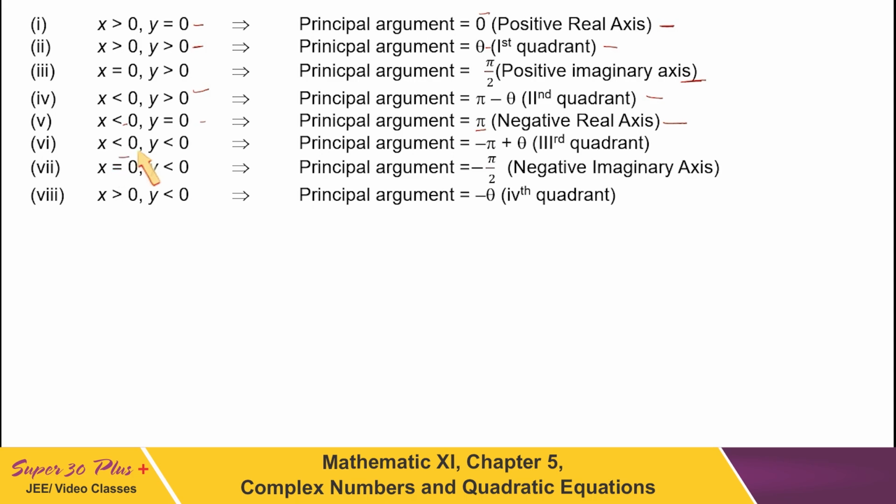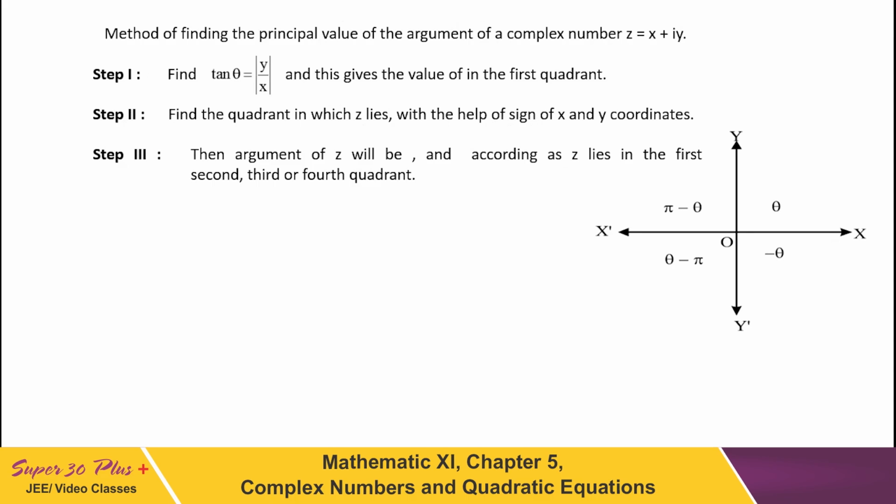If x < 0, y < 0, it is the third quadrant, principal argument is -π + theta. If x = 0 and y < 0, it is a negative imaginary axis, principal argument is -π/2. If x is positive and y is negative, then complex number lies in the fourth quadrant and principal argument is -theta, if theta is the argument of the complex number. Students, how can we find the principal argument of a complex number z = x + iy?